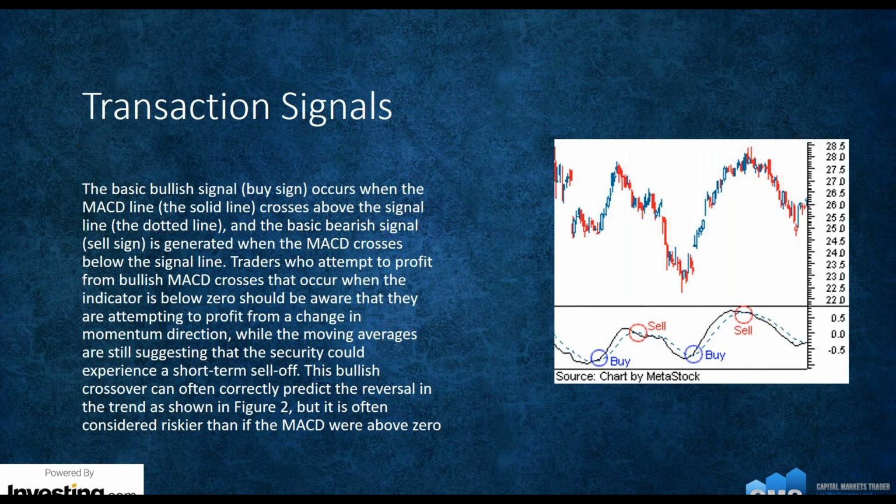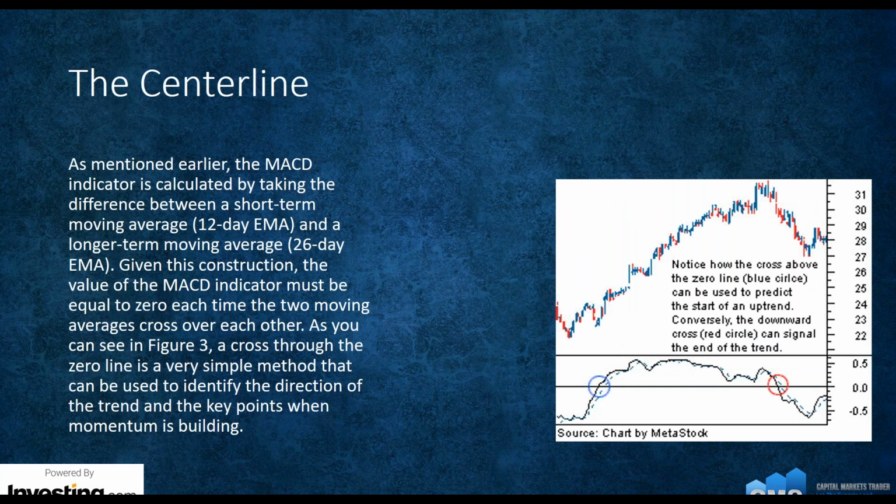Now, as mentioned earlier, the MACD indicator is calculated by taking the difference of the short-term moving average and the long-term moving average, and we keep talking about this. Given this construction, the value of the MACD indicator must equal zero each time the two moving averages cross. So you can notice how the crossover above the zero line can be used to predict the start of an uptrend, and the cross below the start of a downtrend.